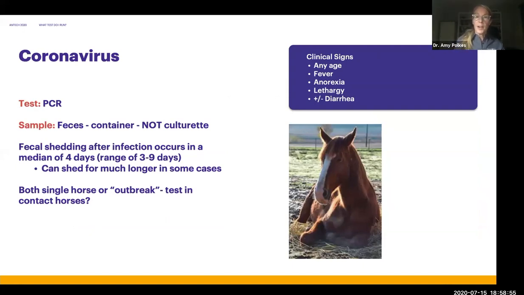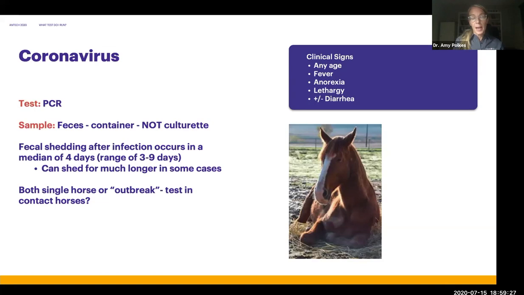Coronavirus, I think, has become more prevalent in recent years. And this, again, is very nonspecific. Any age, some have fever, some have anorexia, some have diarrhea, some don't, lethargy. You can see it in an individual horse, or we have seen farm outbreaks. What is the diagnostic test? It is PCR, same thing, feces in a container. Yes, most of these are contained in a fecal panel, but you can get them run separately, et cetera.